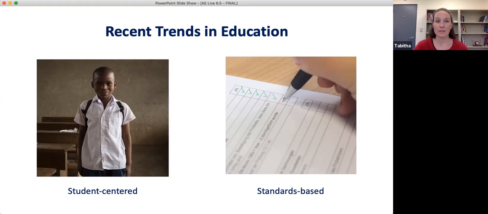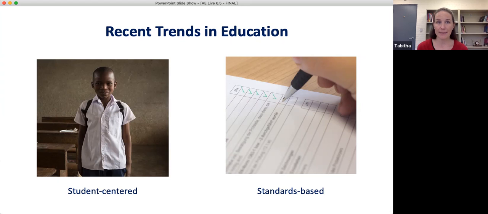So in a student-centered classroom, teachers really need to know their students' current levels so that they can plan activities to take their students to the next step. So the second trend in education is the idea that education needs to be based on standards. So in your teaching context, you probably have some kind of standards or curriculum that you're expected to follow.